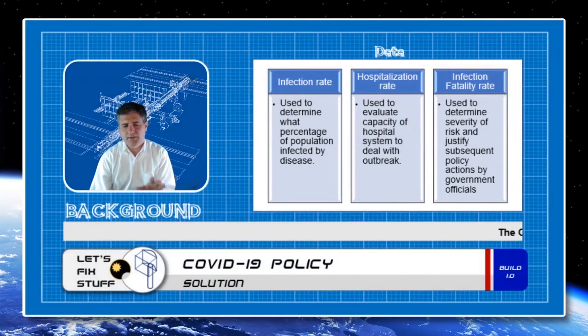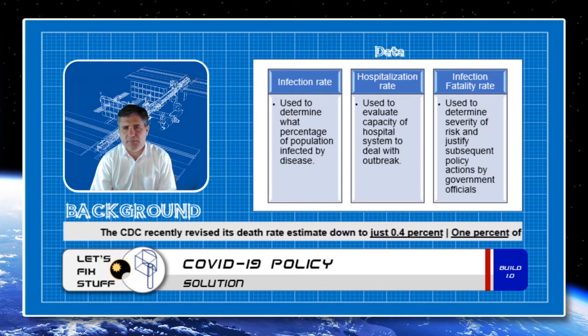So here's the key data that we need to be following that helps us gauge the severity of this particular outbreak. The three pieces of data are the infection rate, the hospitalization rate, and the infection fatality rate. Now, a lot of people are hearing a lot of information around the number of cases and are they going up, are they going down?